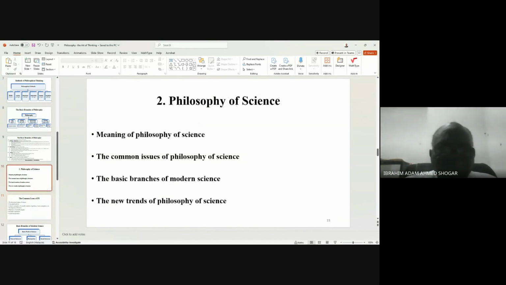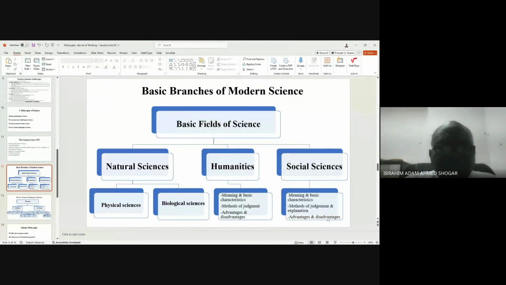I'll go to the next one. These are the branches of sciences, or basic fields of sciences. Of course, you have so many different sciences, but we divide them based on methodology: which one is more complex, and which one is less complex. So philosophy of science tries to classify the sciences into these three basic areas. The first one is the natural sciences. They consider natural sciences less complex, that means I am able to measure without difficulties.